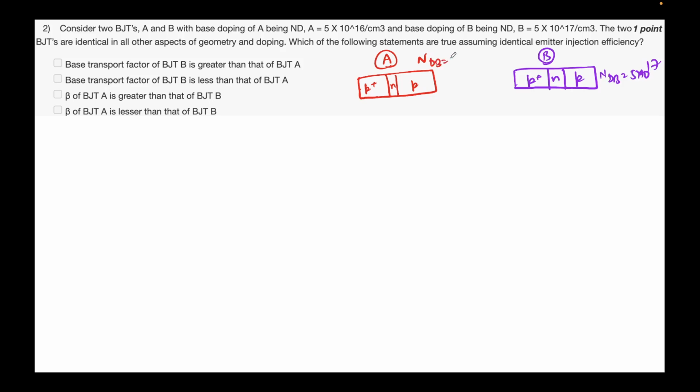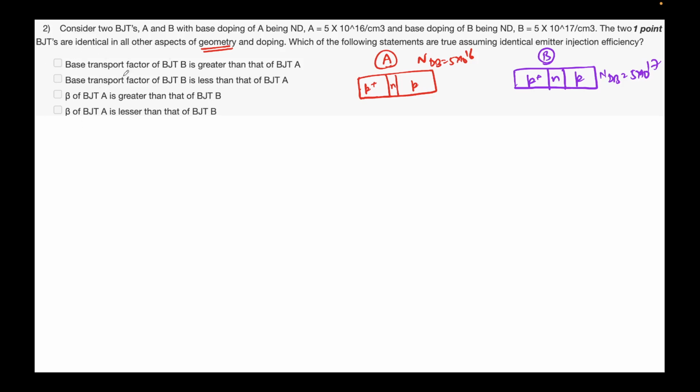So NDB for A is 5 into 10 to the power 16 per centimeter cube. The other parameters are the same. That means the acceptor doping NAE1 equals NAE2, and the geometrical parameters are also the same, as written over here. So in terms of geometry and doping, everything else remains the same. Now, which of the following statements are true, assuming identical emitter injection efficiency? Okay, fine. We'll assume emitter injection efficiency to be the same. Again, more than one option may be correct.